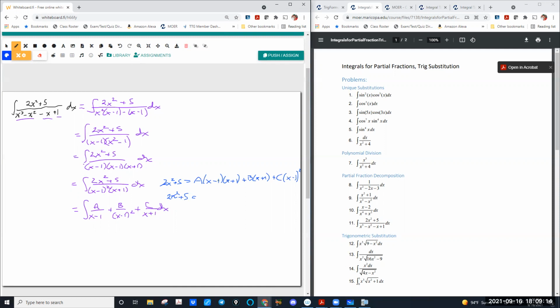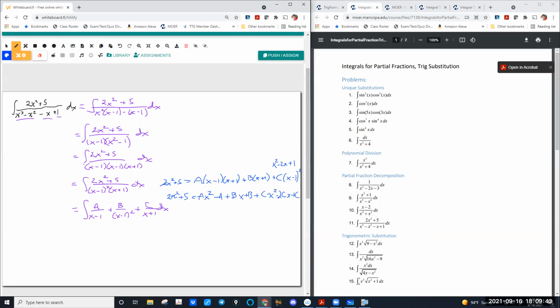This is x squared minus 1. We'll multiply that out. So that's Ax squared minus A plus Bx plus B. And this has to be FOILed. This is x squared minus 2x plus 1. And then we distribute the C. So plus Cx squared minus 2Cx plus C.